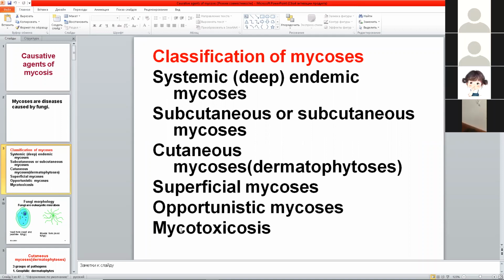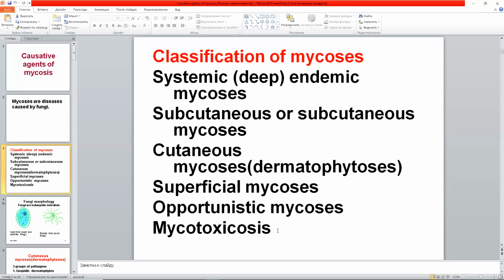And one group is named mycotoxicosis. We are not going to study mycotoxicosis, but some species of fungi are able to produce very severe biological toxins.